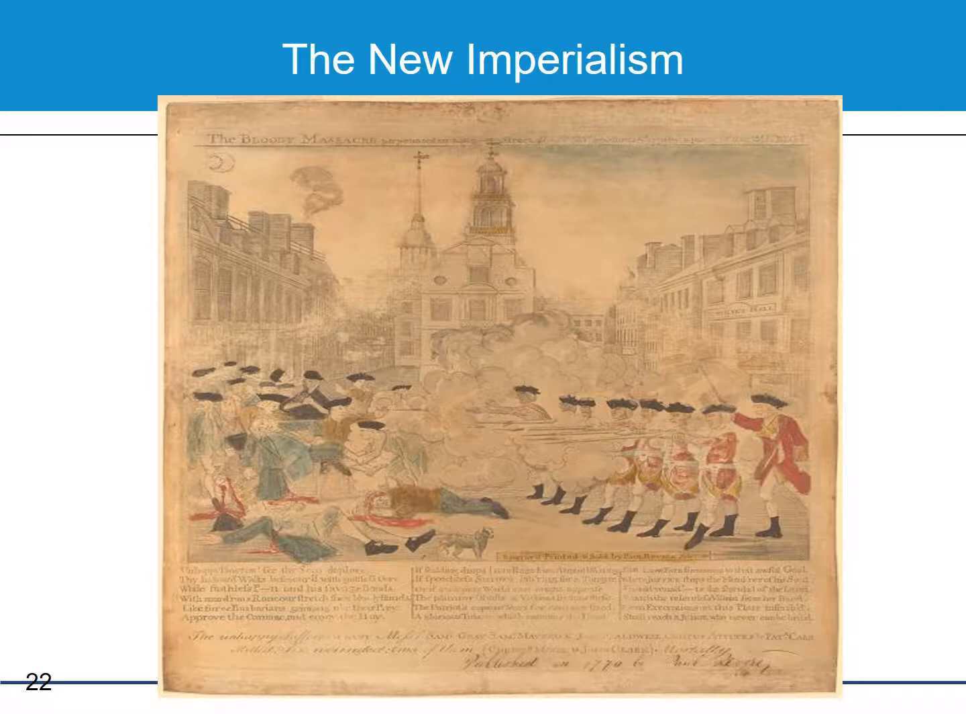colonies. And then you see the dead colonists, you see the blood there, you even see the little dog in the picture, so it makes it look like the colonists are blameless in the event, as if they were just kind of walking down the street and the British opened fire on them. And of course, that's not exactly what happened.